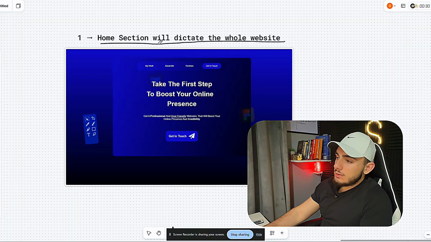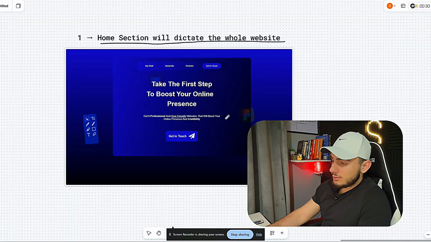But basically the home section is the first thing you build. When you get to the building stage, it's really important. You put it all together, you send it to the client, and based on their answer you continue forward.